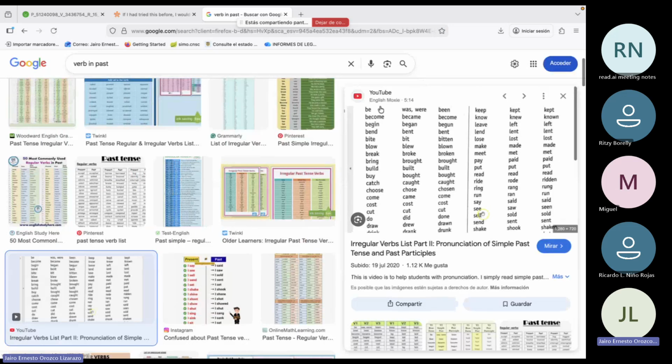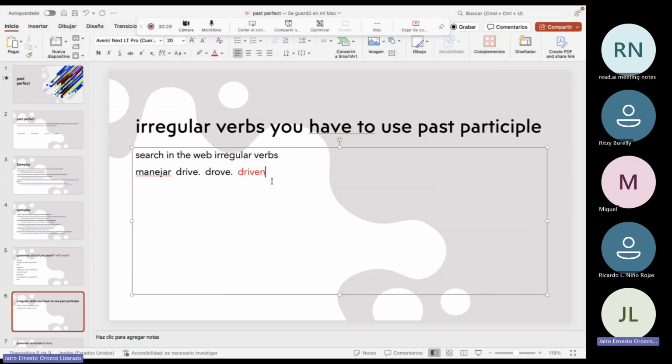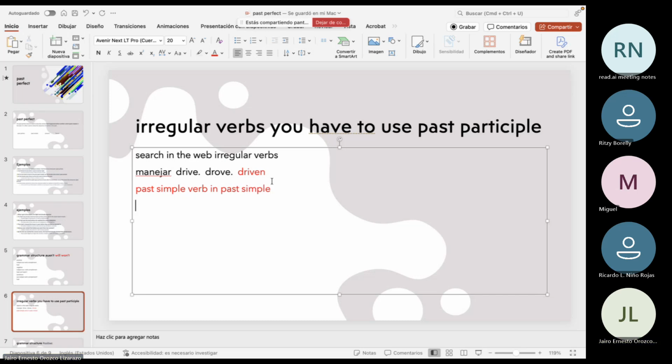Okay, so for example, you see the Spanish word right here, present simple, past simple, and past participle. The third one is the one that you have to use for past perfect. So that is the difference between past simple and past perfect. Past simple, verbs in past simple. Past perfect, verbs in past participle. All right?